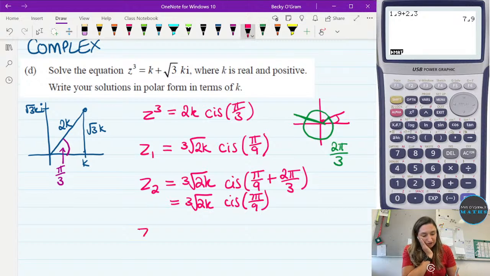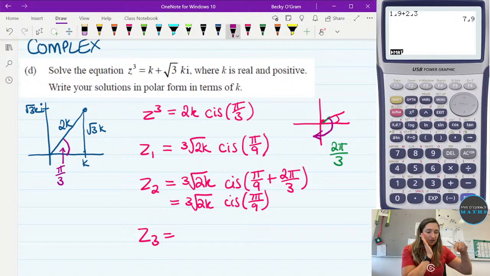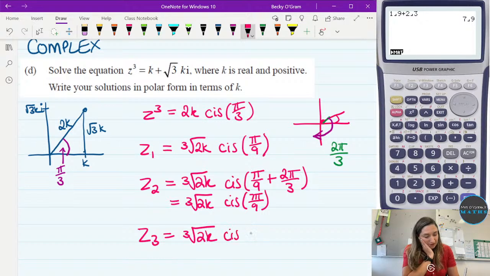So our third solution will be to take, let me see if I can just clear that off a little bit, the one that we have at this time, come back around this way. So we're going underneath, we're going to subtract 2 pi by 3 off of the original one that we had, being the pi by 9. So that's going to be the cube root of 2k cis of pi by 9 take off 2 pi by 3.